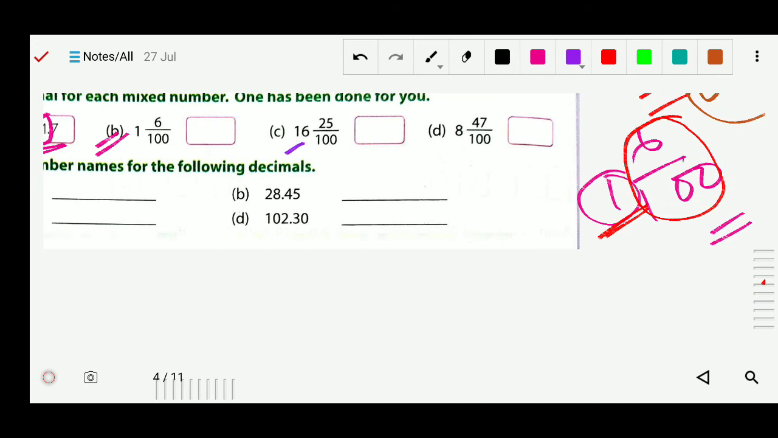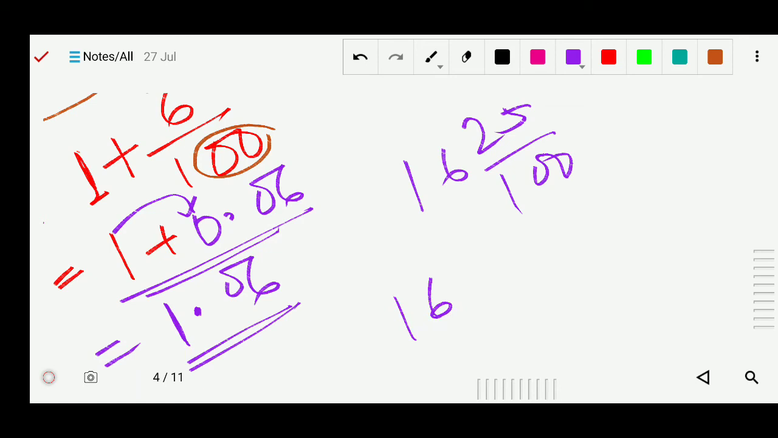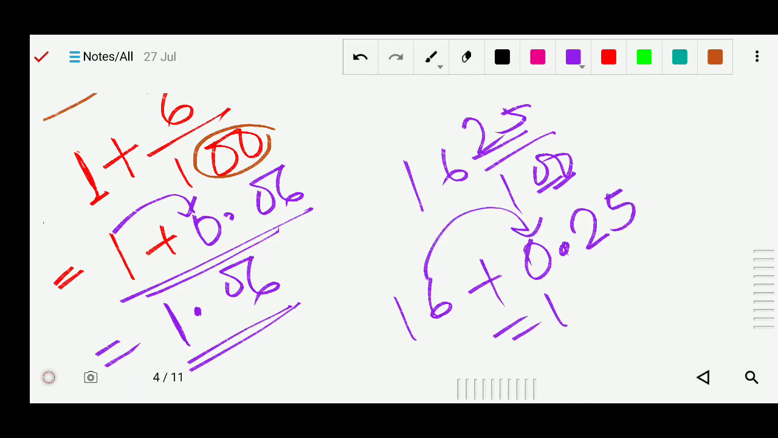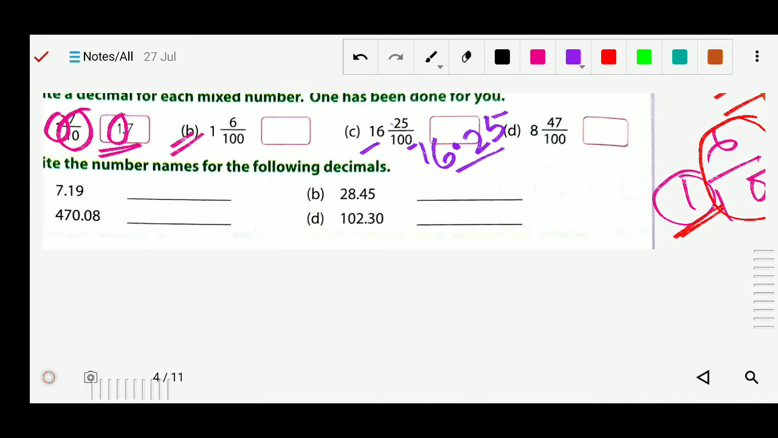So here is 16, so 16 will be there, then 25 by 100. When you solve, 25 by 100 is 0.25. So the question is 16 and 25 by 100, so write 16 plus 0.25. This whole part 16 will be added to 0, so 16.25. So the answer is 16.25. Similarly you can do for this also.